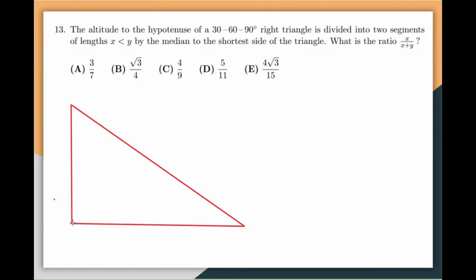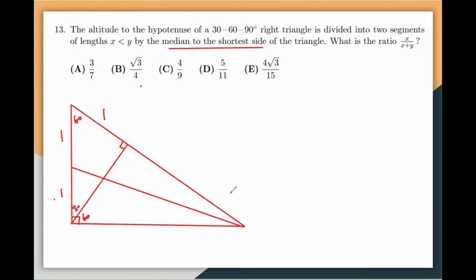So we do have a right angle, and then we drop the altitude to the hypotenuse. And also there will be a median to the shortest side of the triangle. So if this is the 30 degrees, that means the shortest side will be that side. So that means this is going to be my median. Okay, and let's label this 90, and this 60, or 30 and 60. And I will just label this as 1 and 1 because at the end we are looking for a ratio. And this is a 30-60-90 triangle, so the hypotenuse is 2, so that length should be just half of that, which is 1. And then this is 2 units.